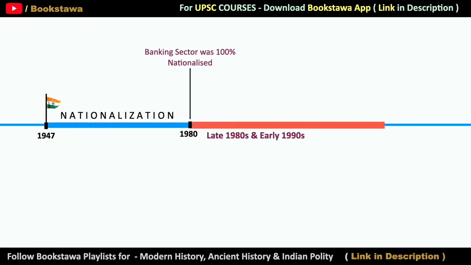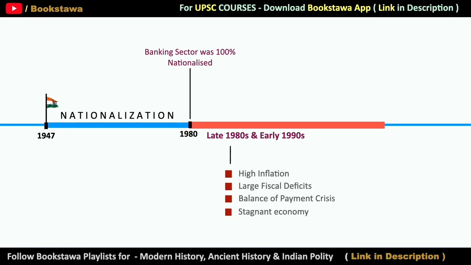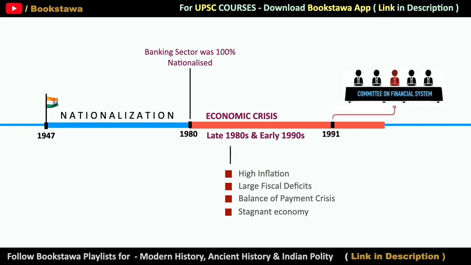But in the late 80s and early 90s, India's economic situation was continuously declining. High inflation, large fiscal deficit, balance of payment crisis, stagnant economy. India was going through a big economic crisis. And this economic crisis was not just related to the banking sector, but was related to the entire financial system. That is why a committee was set up in 1991, that is Committee on Financial System. This committee is also called CFS.